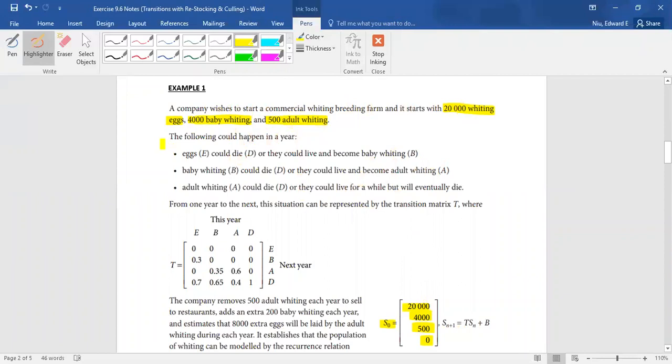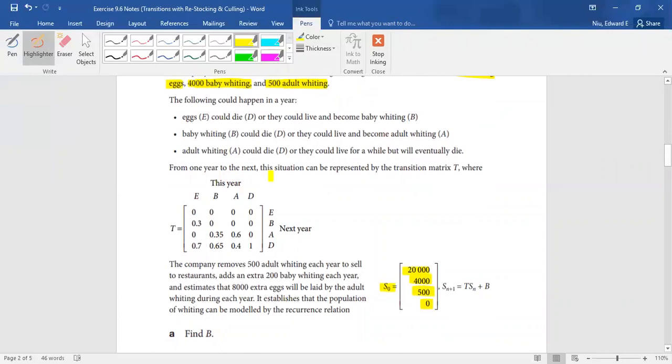So the following details after the first paragraph say, the following could happen in a year. Eggs, labeled E, could die, labeled D, or they could become a baby whiting, which is labeled B. Baby whiting B could die also, or they could live long enough and become an adult whiting, labeled as A. Adult whitings could die, or they could live for a while, but eventually they will die, which is the sad reality. It's just like us.